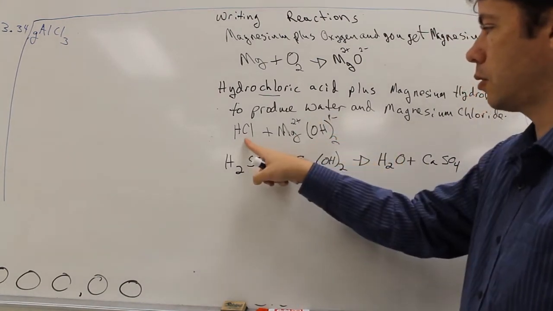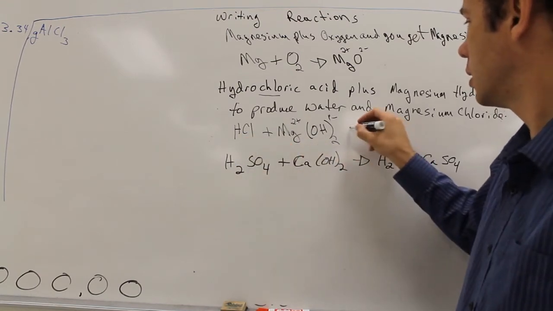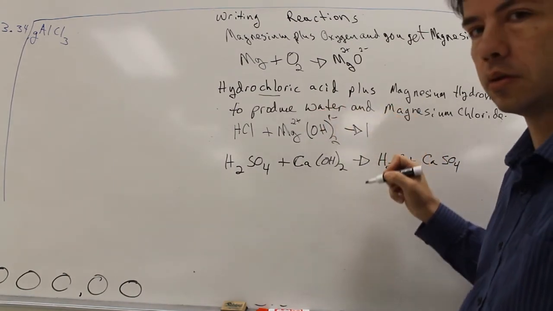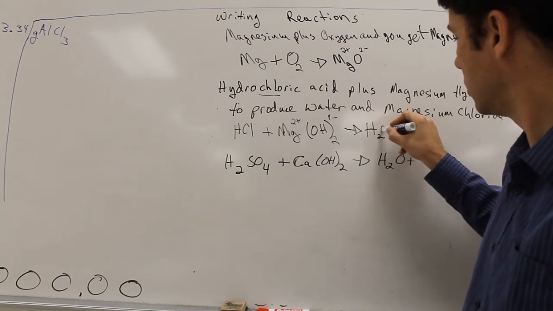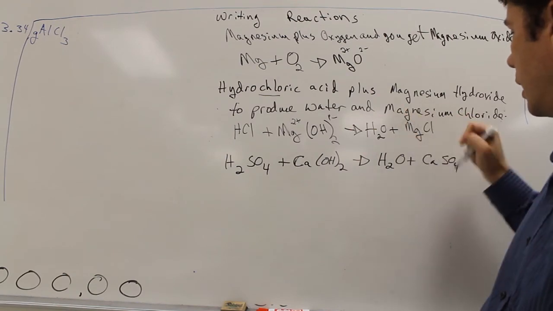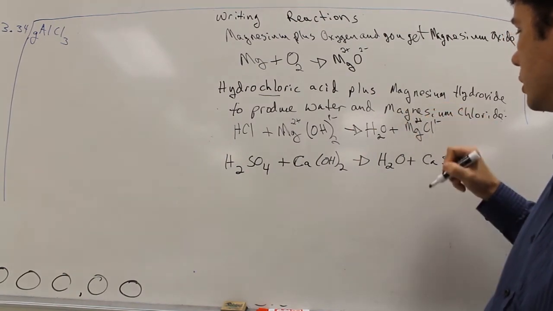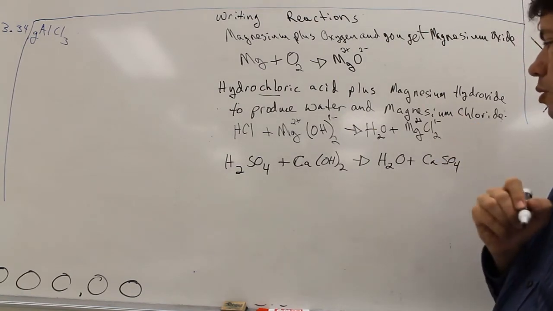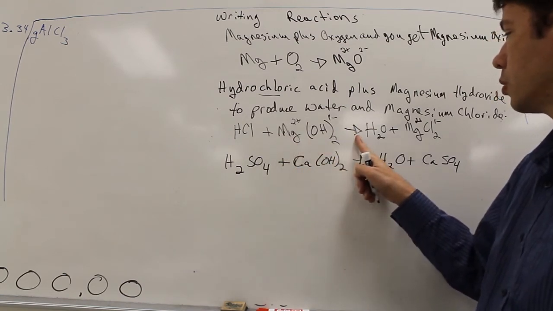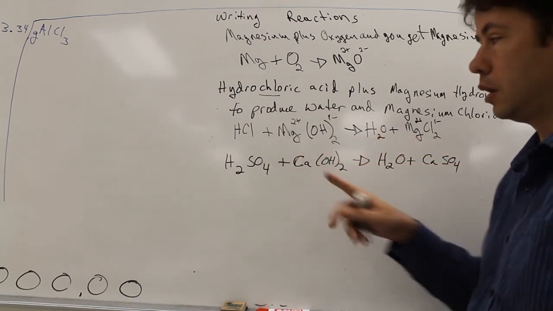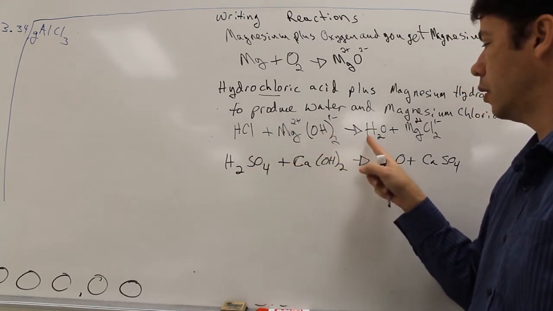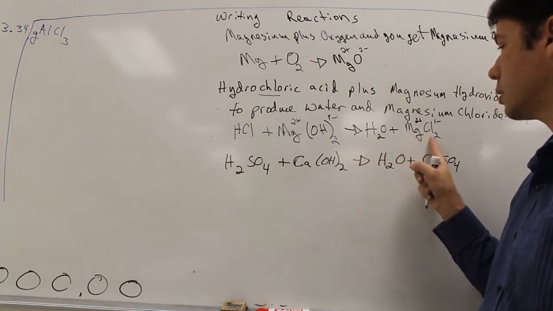Okay? So hydrochloric acid plus magnesium hydroxide to produce water. What's water? H2O. Okay. H2O plus magnesium chloride. Ionic, so 2 plus, 1 minus, crisscross, so MgCl2. Okay? So hydrochloric acid plus magnesium hydroxide produces water plus magnesium chloride. HCl plus Mg(OH)2 arrow H2O plus MgCl2.